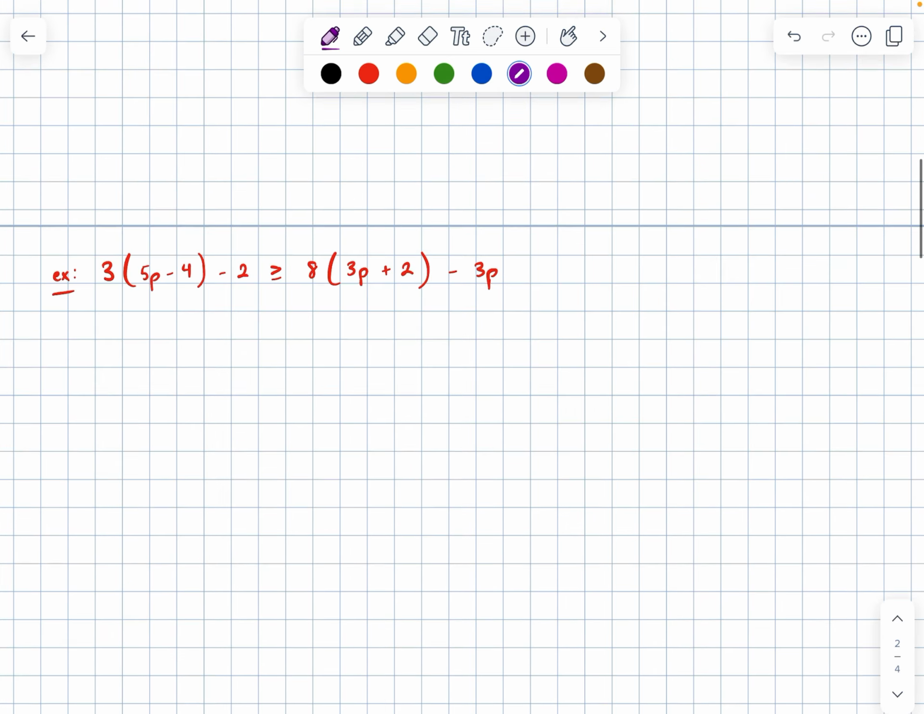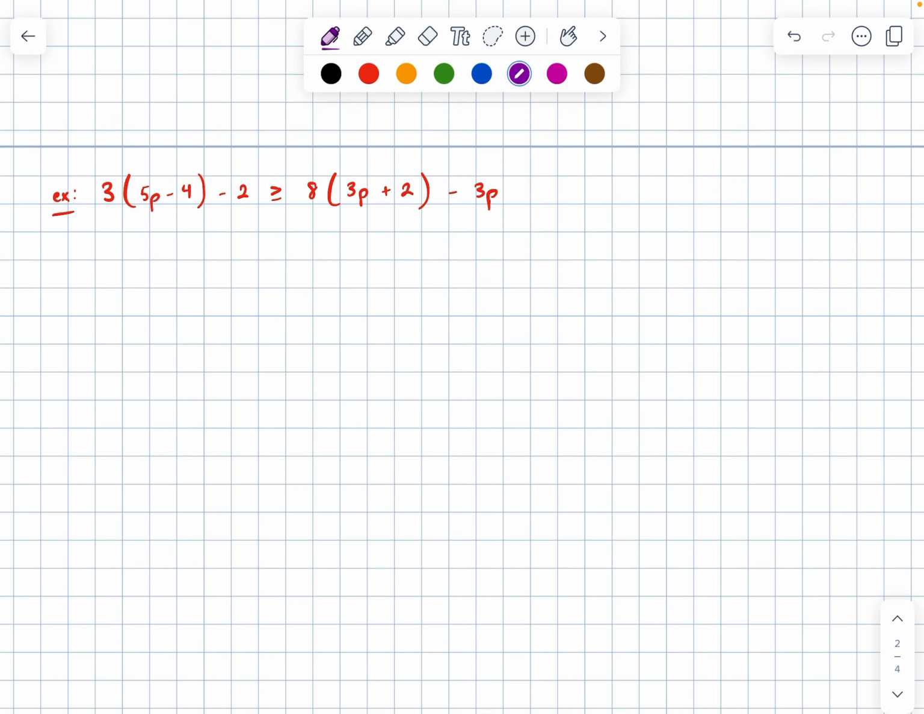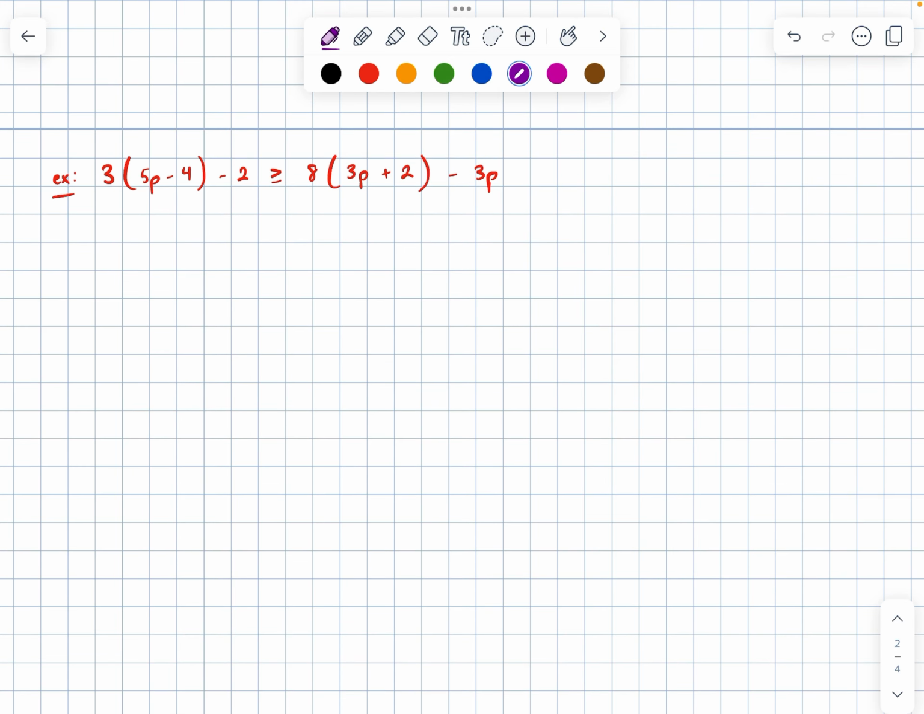Cool. Next up, a little bit more complicated, but same idea. 3(5p - 4) - 2 is greater than or equal to 8(3p + 2) - 3p. If you want to pause, go ahead.